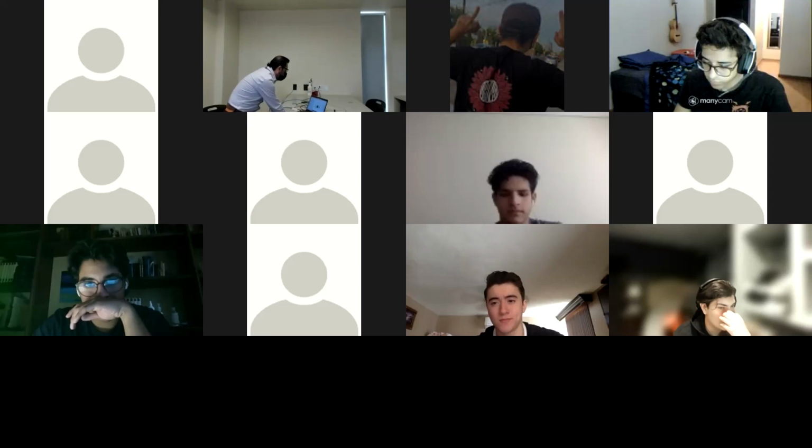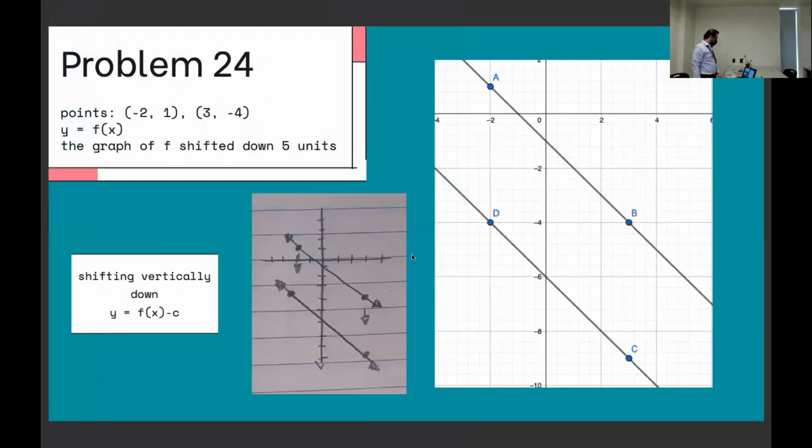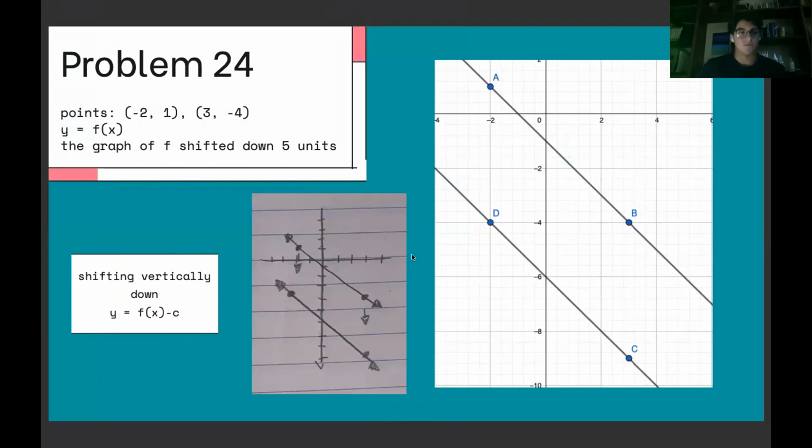Let's see, that was 18, that was jokers, right? Yes. Let's go with algebras 24, please. Okay, I did this one. So on this one, it gives you the 2 points, which is -2 and 1, and 3 and -4, and the function of y equals f of x. And it tells us that the graph f shifted down 5 units. So what I did here was just move the points down 5 points and graph it again.